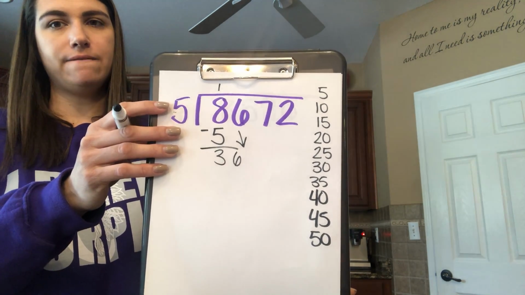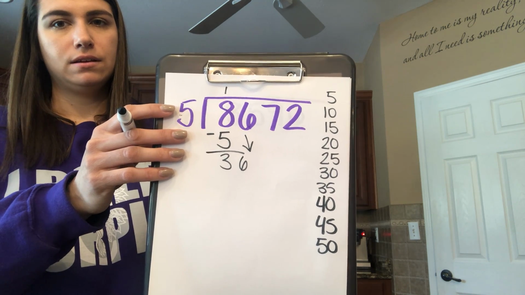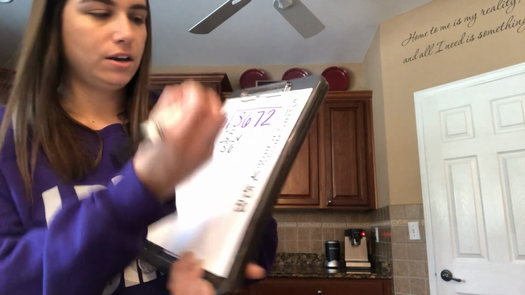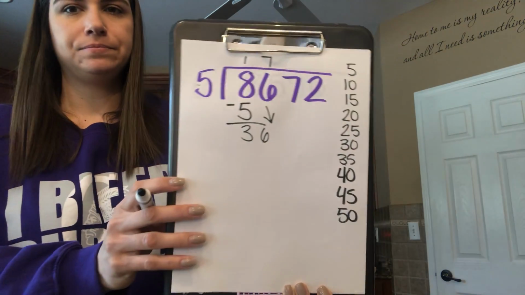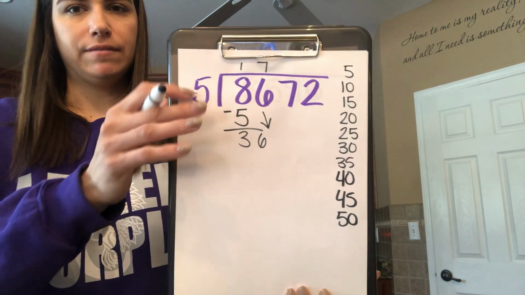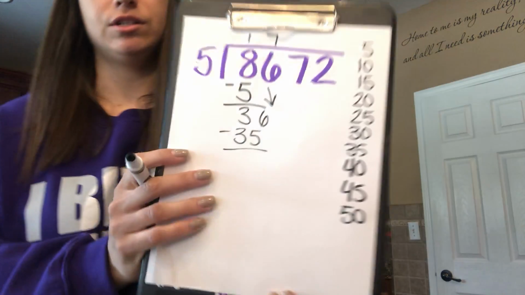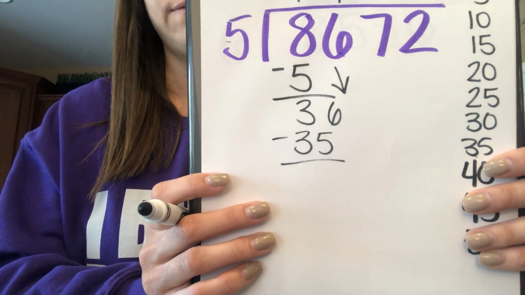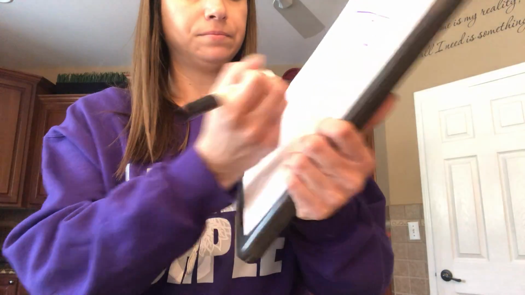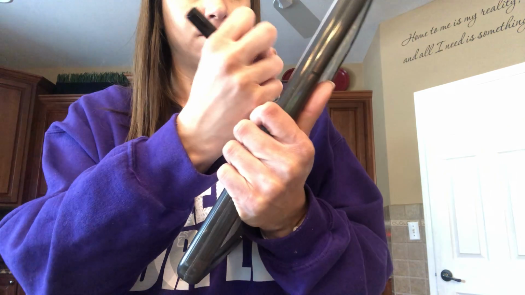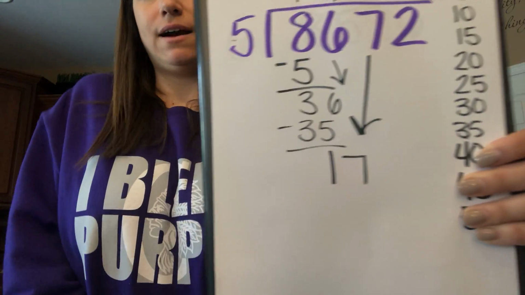36 divided by 5 is going to be 7, so I'm going to use the 35 here. So 7 is going to go on top. 7 times 5 is 35. Now I'm going to subtract 36 minus 35, which is 1. And I'm going to bring down the 7, which I'm going to now have 17.